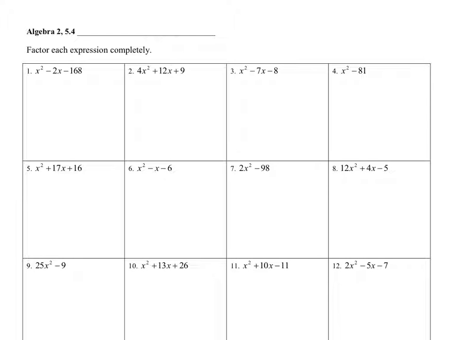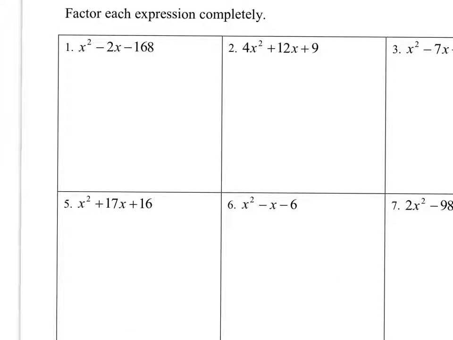Whenever I'm factoring, I always check for the greatest common factor first. So number one does not have a greatest common factor. I have an x in two of them, but not in all of them. I have a number that's divisible by 2 in these two, but not in all of them. So this is 3 terms.